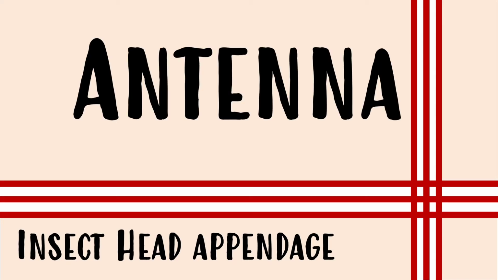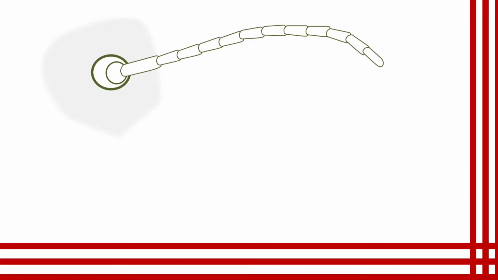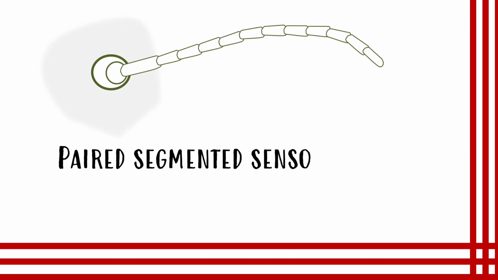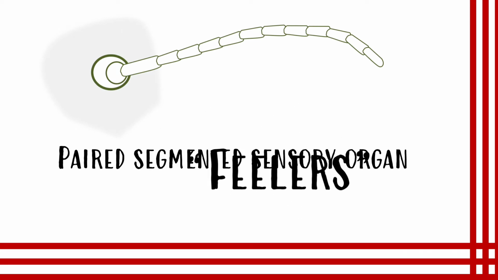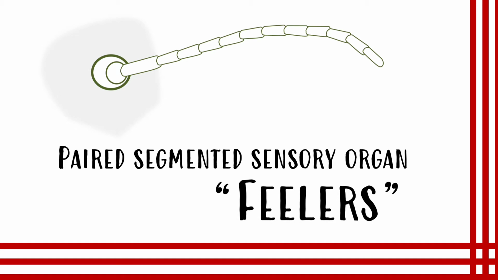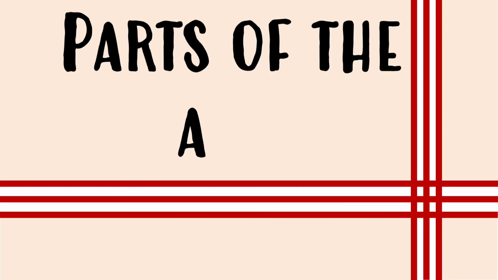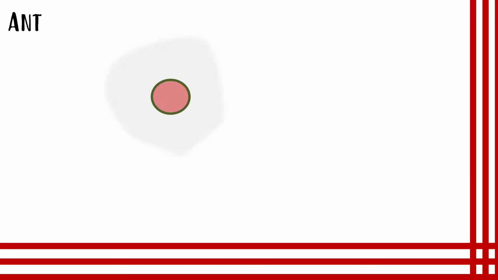The insect antenna, or antennae in plural form. Antennae are paired segmented sensory organs. They are also known as the feelers because they are covered with sensilla of different types that is used to detect stimuli from the environment.